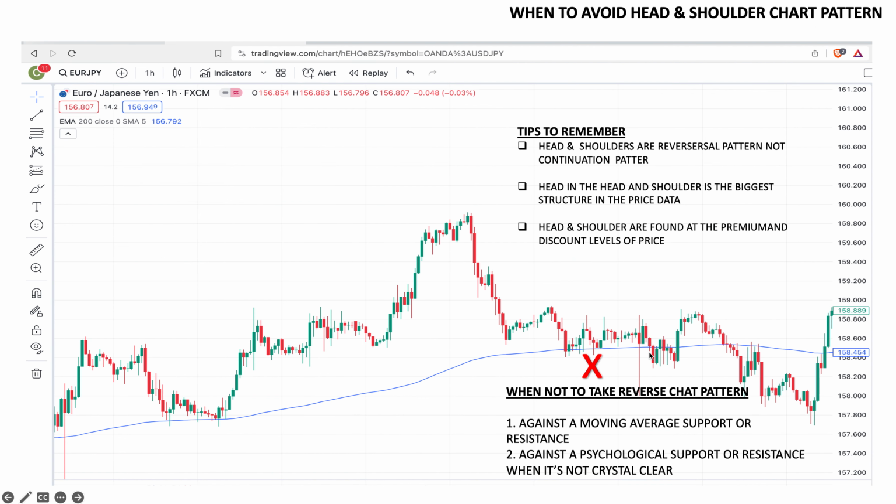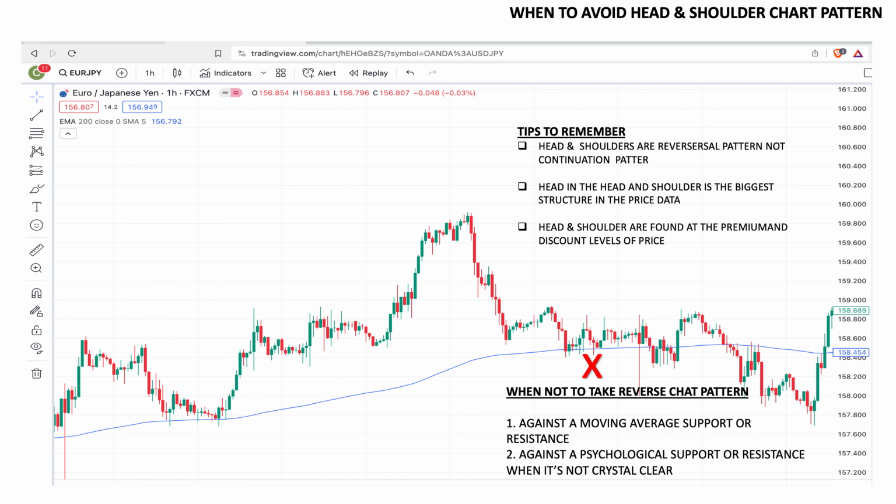So when to avoid head and shoulders chart patterns? One, you don't trade against the moving average, support or resistance, because prices are drawn to this moving average, and you don't trade against a psychological support and resistance. If there is a resistance or a support opposing the direction of this head and shoulders, you should best avoid the head and shoulders.